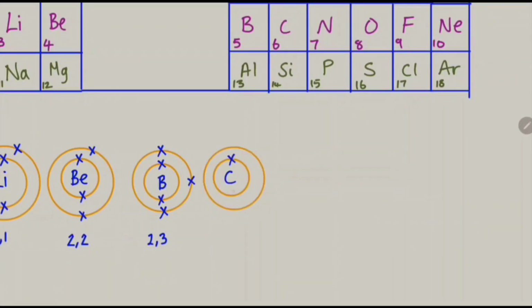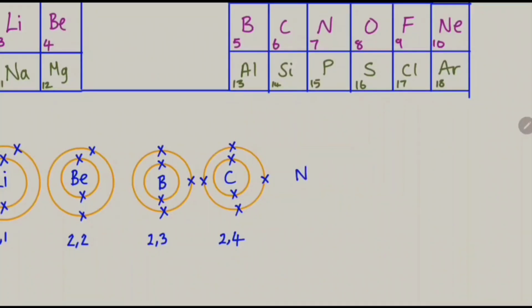Now we can move on to the next element, carbon. So 2 in the first energy level, and 1, 2, 3, 4 in the second energy level. Electronic structure 2, 4. Now notice how I'm filling in the energy level that is closest to the nucleus, the shell, and then moving outwards. So that's very important to follow this, because the energy level that's closest to the nucleus is the one that's got the least energy, and it's more stable. So that's how electrons will fill.